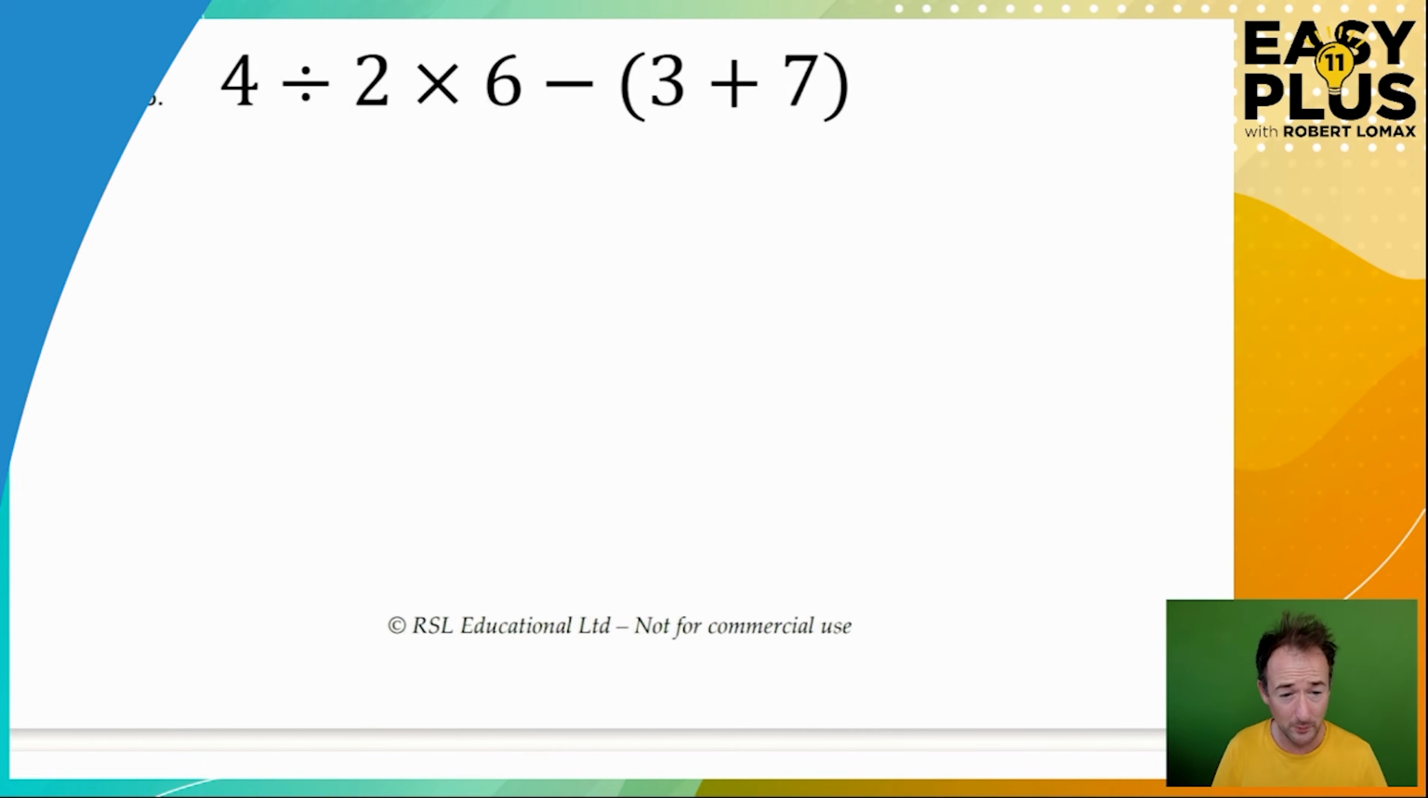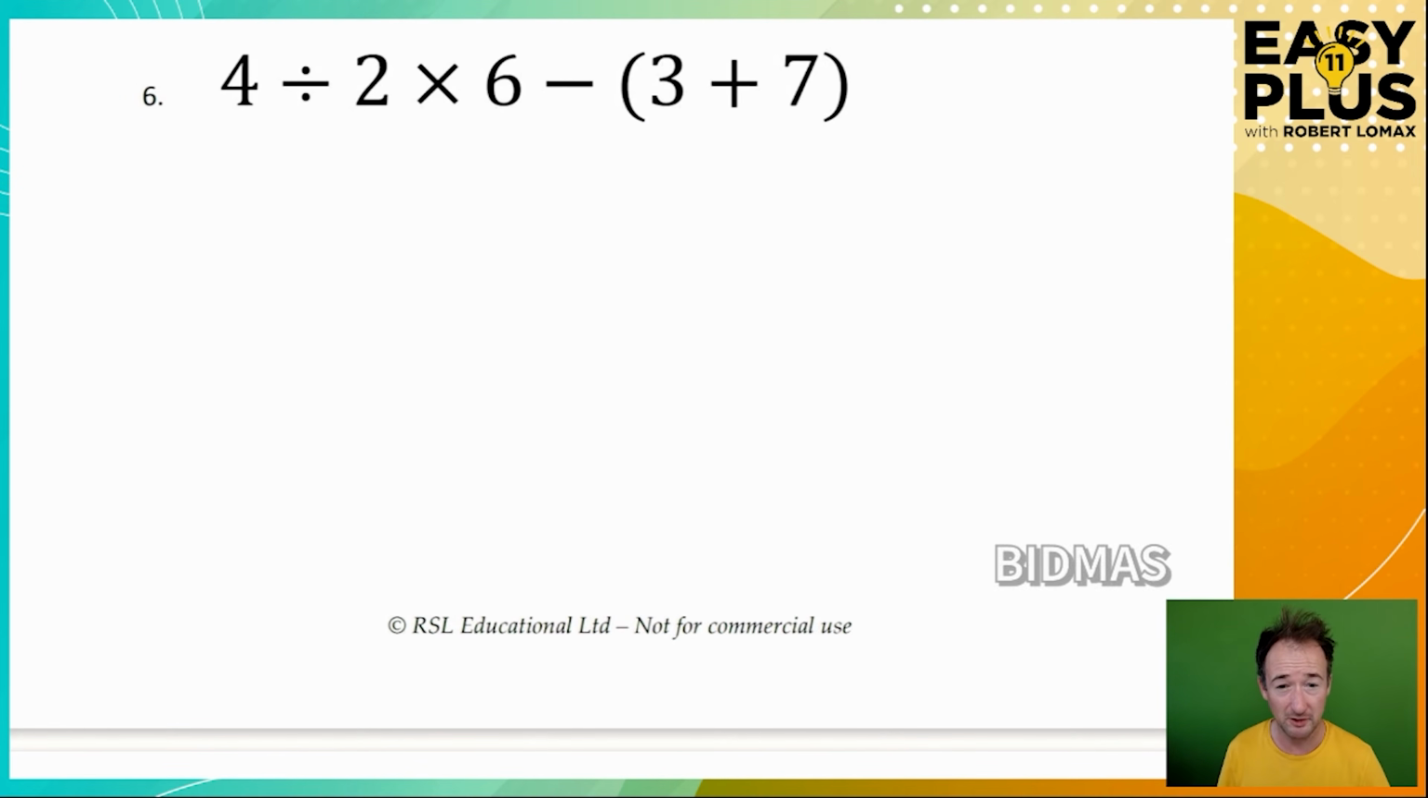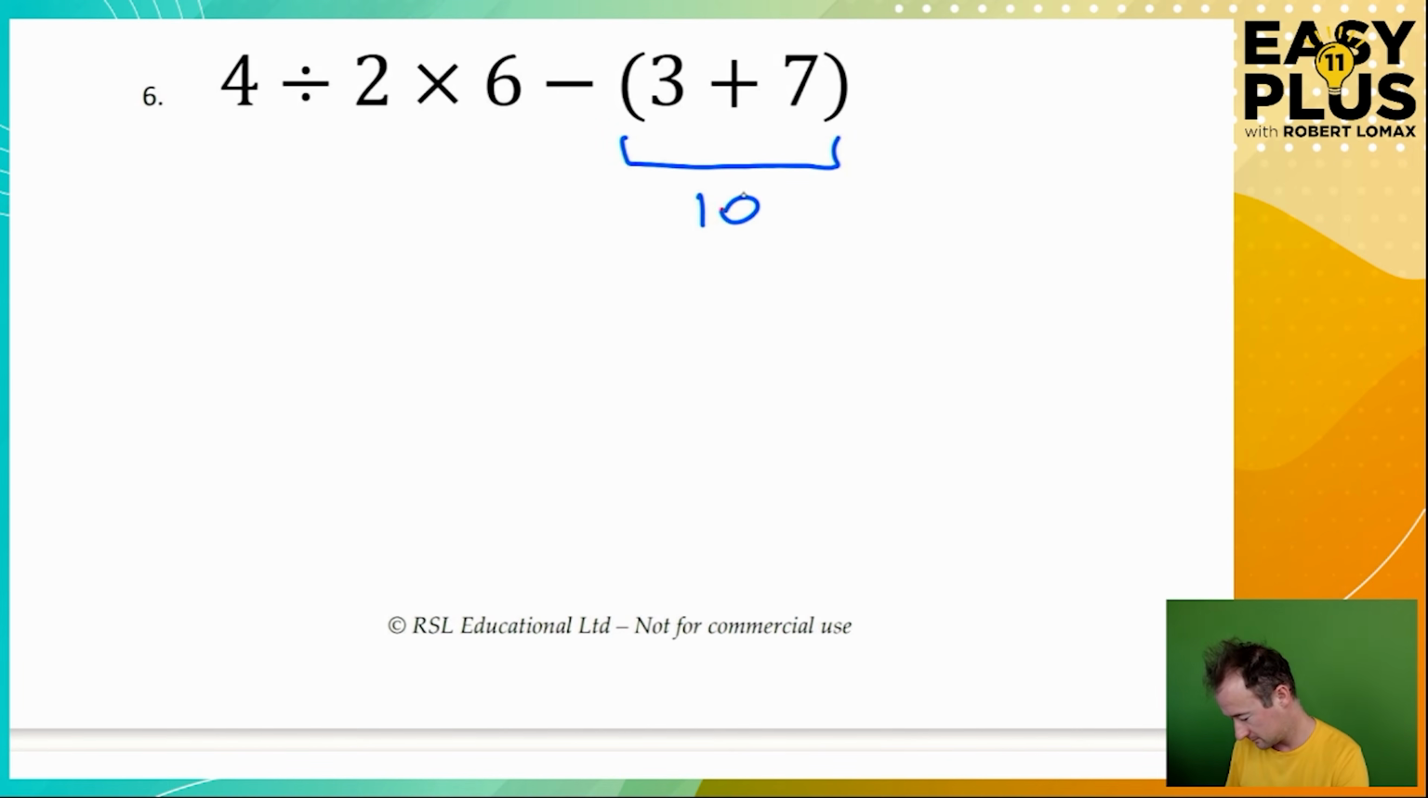Here we've got the same numbers, but again the brackets are interfering, telling us what to do first. So we need to start off by doing 7 plus 3, which of course is 10. We know that 4 divided by 2 times 6 is 12, because we worked that out for the previous one. So we simply have to do 12 minus 10.